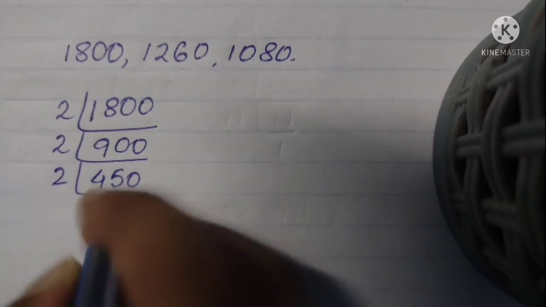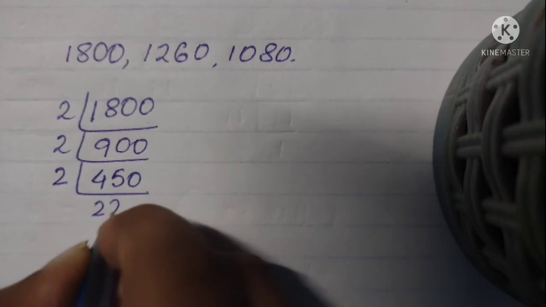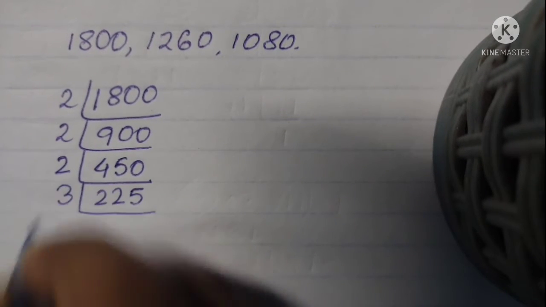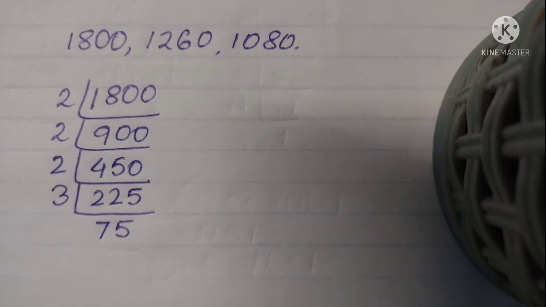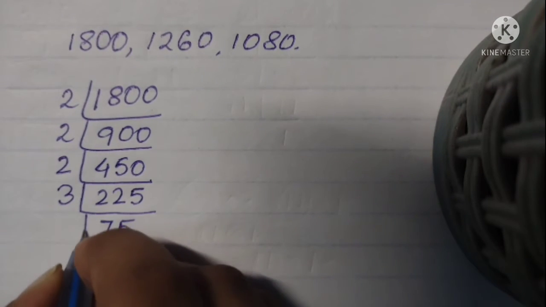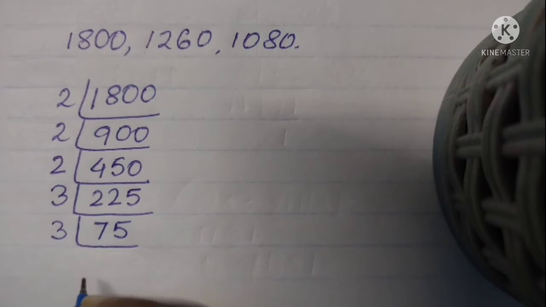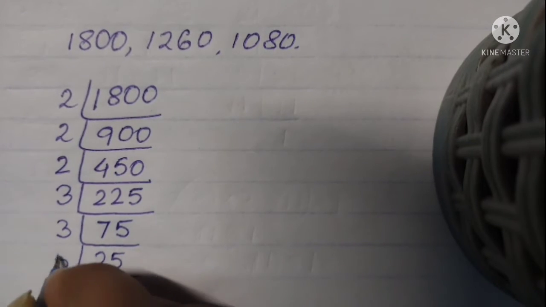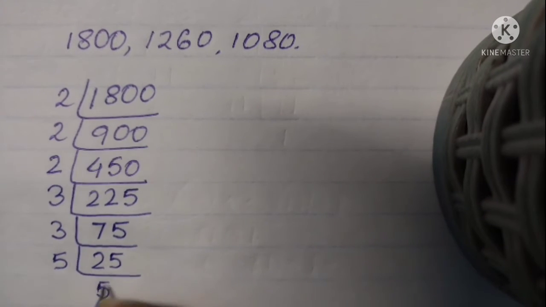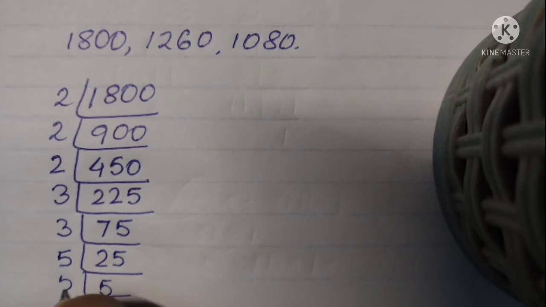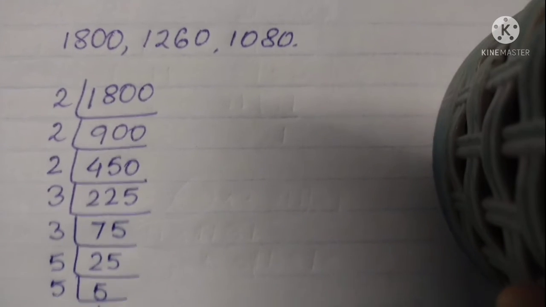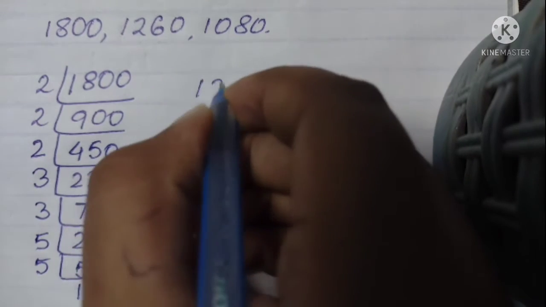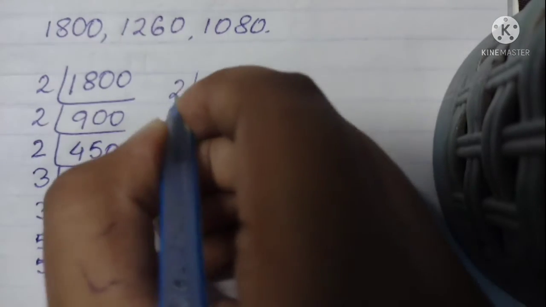It is also divisible by 2. What is the quotient? 225. This is divisible by 3. The quotient is 75. 75 is divisible by 3. Then what is the quotient? 25. It is divisible by 5. Quotient is 5. 5 is divisible by itself. Quotient is 1. Let's take out the prime factorization of 1260. It is divisible by 2.